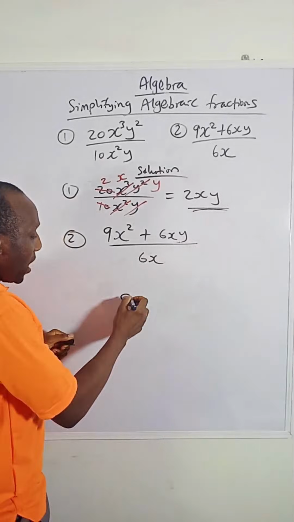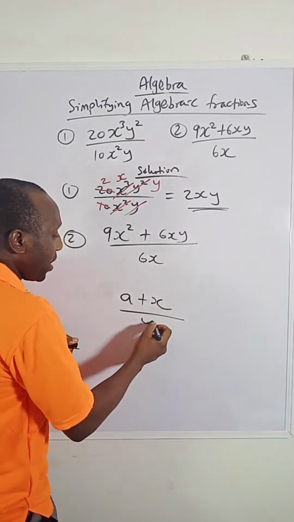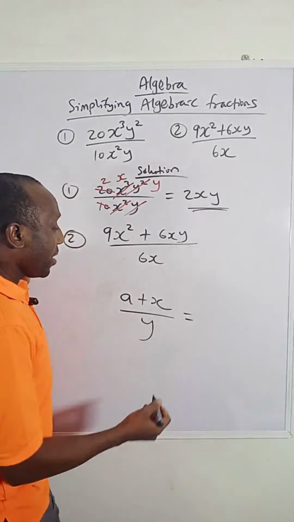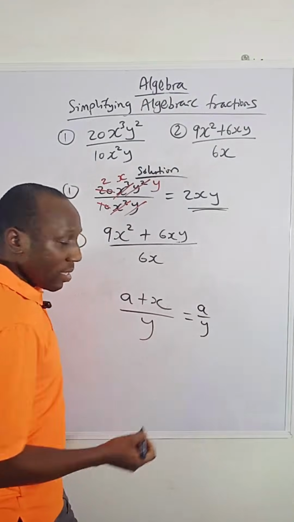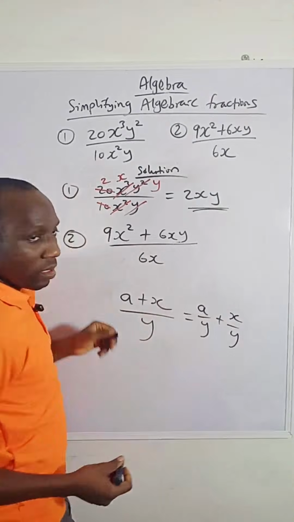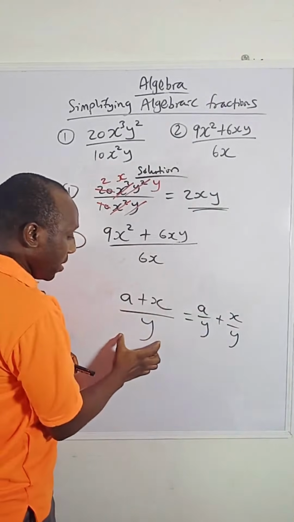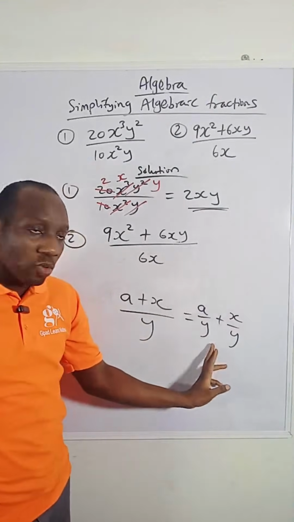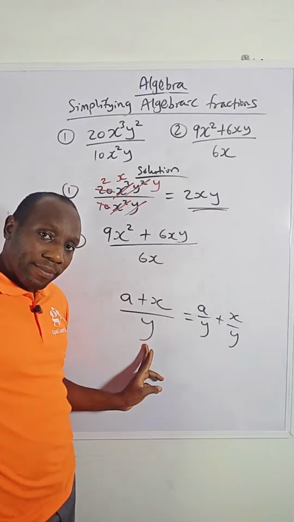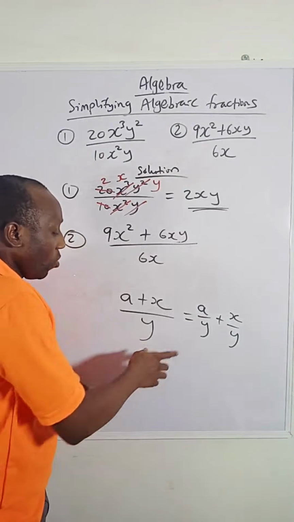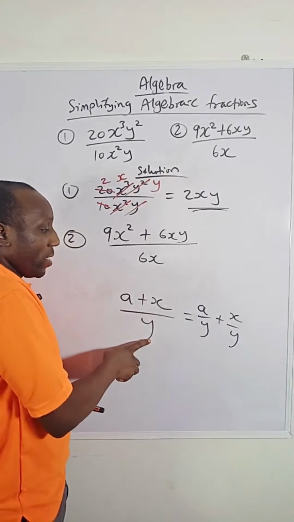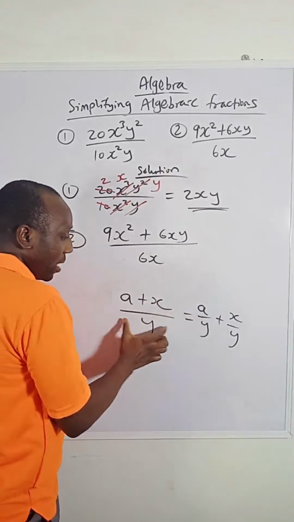Because if you have a plus x, for instance, divided by, let's say, y, what this really means is that this can be rewritten as a over y plus x over y. Yes, this and this are the same, because when you want to add these 2 fractions and find the LCM of y and y, it's going to be y. Then y into y is 1, 1 times a is a. Y into y is 1, 1 times x is x. So this and this are the same.